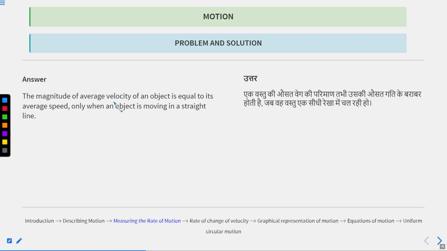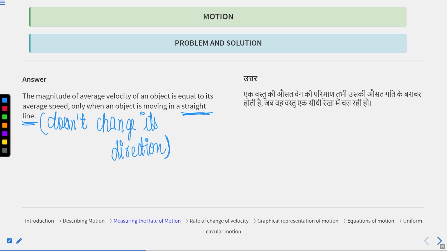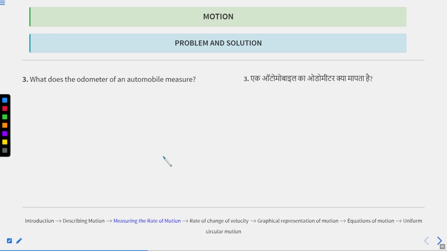The magnitude of average velocity of an object is equal to average speed only when an object is moving in a straight line. It means it does not change its direction. The object should not change its direction, then the average speed will be equal to average velocity. Okay, class?